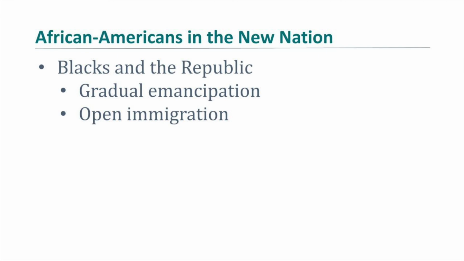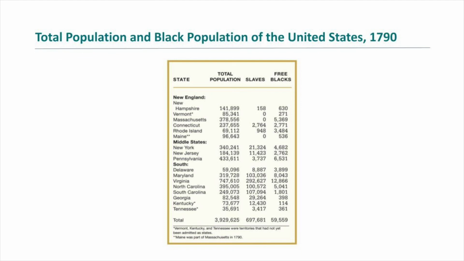This is a graph showing the total population and the black population of the United States in 1790. Okay, and it's broken down by states, and you can, of course, see the enormous difference between New England, the middle states, and the South in the number of African Americans, both slave and free.